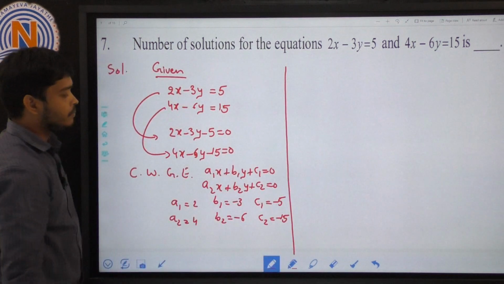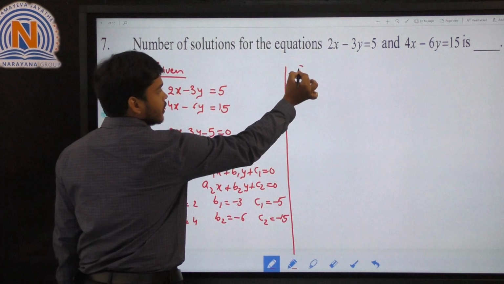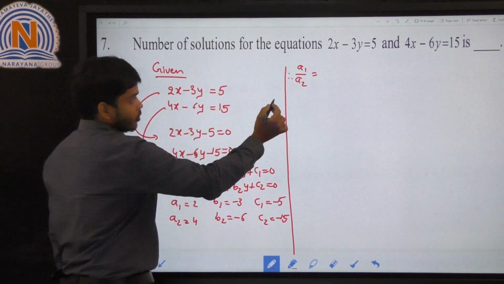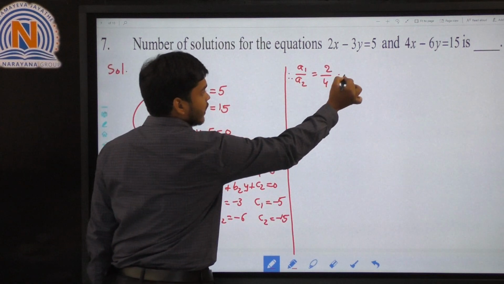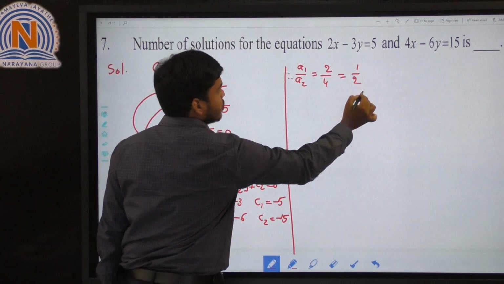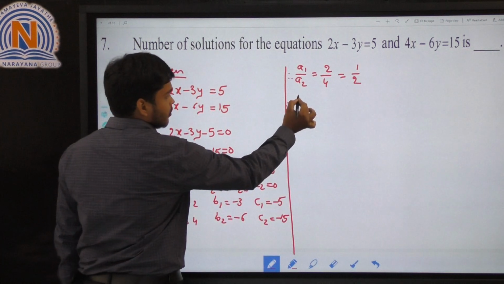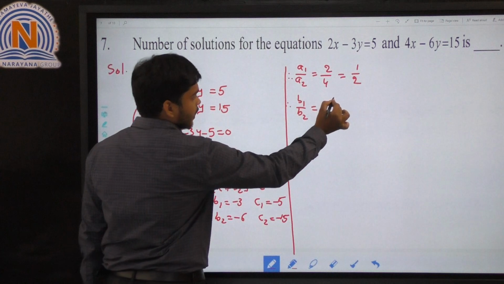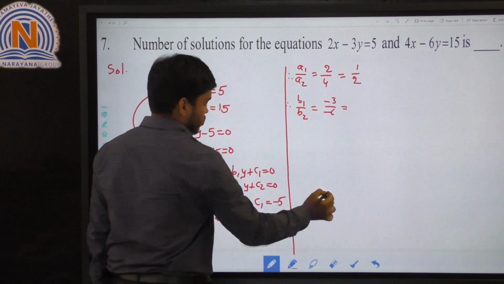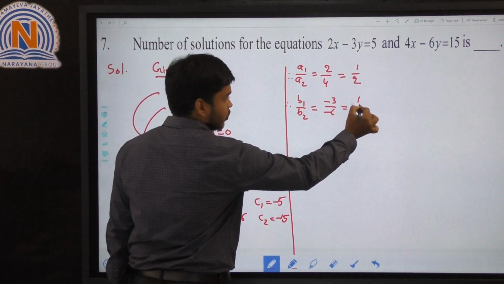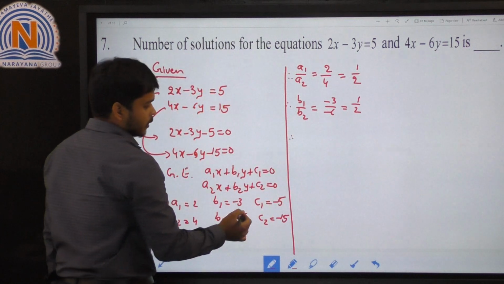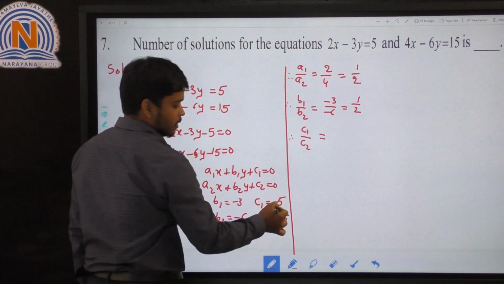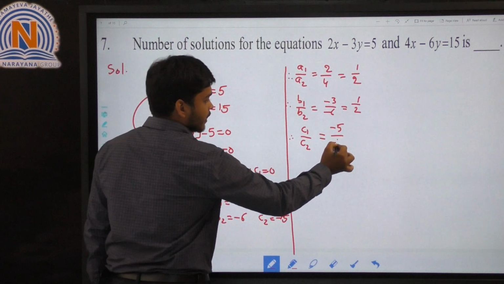Now ratio of coefficients. a1 by a2. So here a1 is 2 and a2 is 4. So 2 by 4. The value is 2 ones are 2, 2 twos are 4, so 1 by 2. Next b1 by b2. So b1 by b2 is minus 3 by minus 6. So 3 ones are 3, 3 twos are 6, so 1 by 2. And c1 by c2. So minus 5 by minus 15.